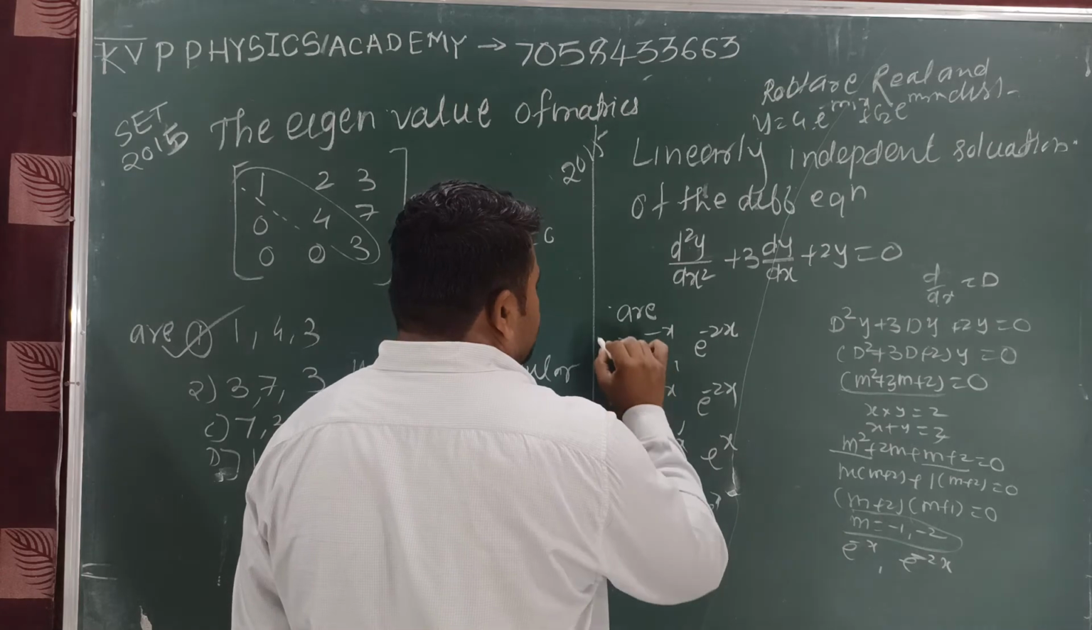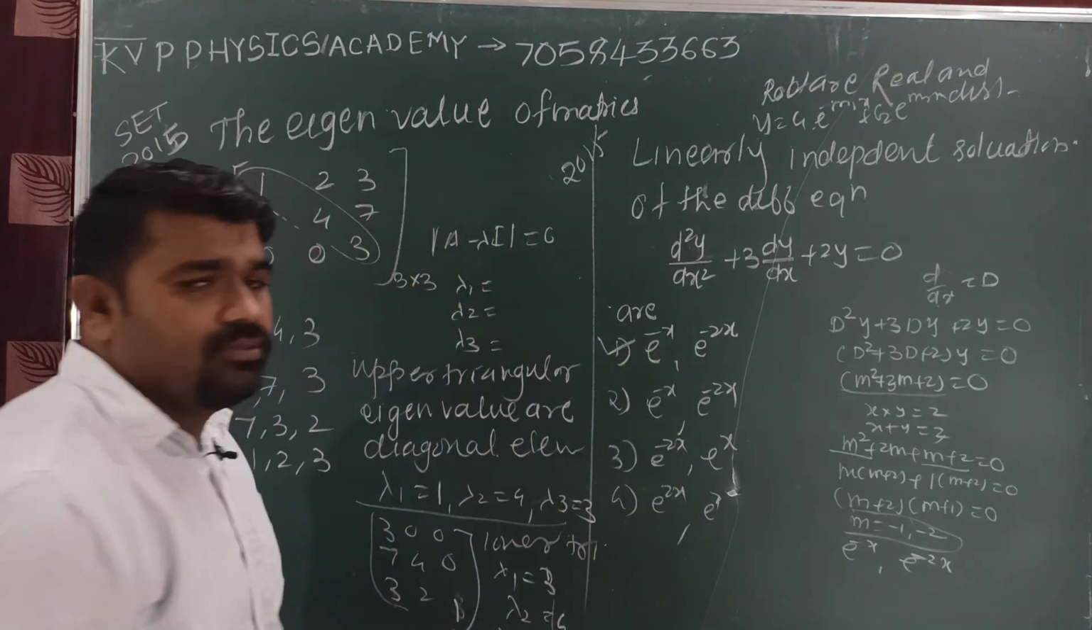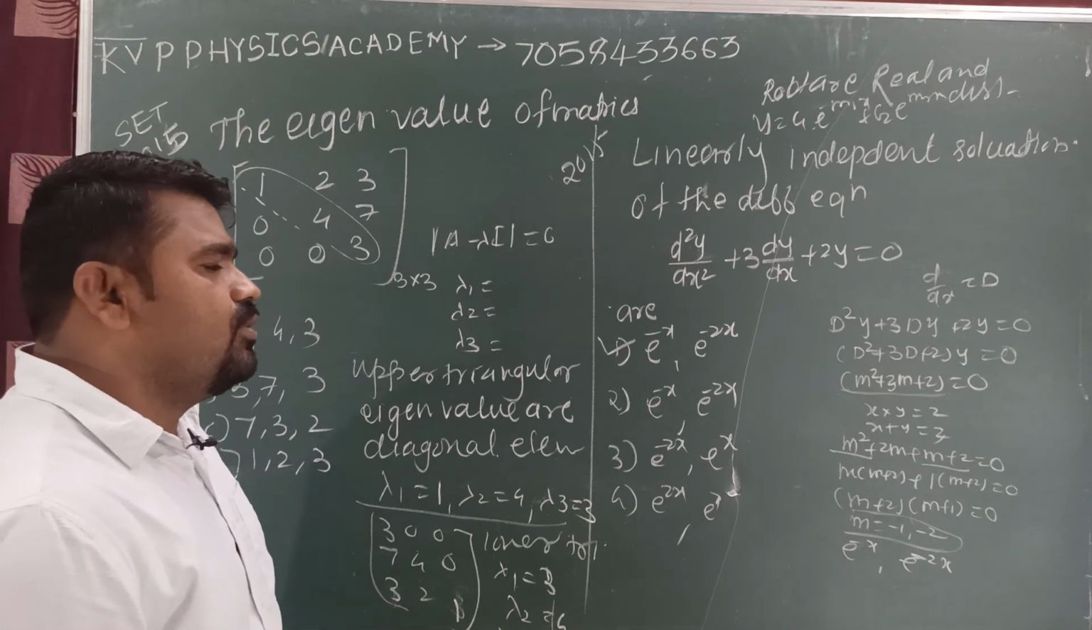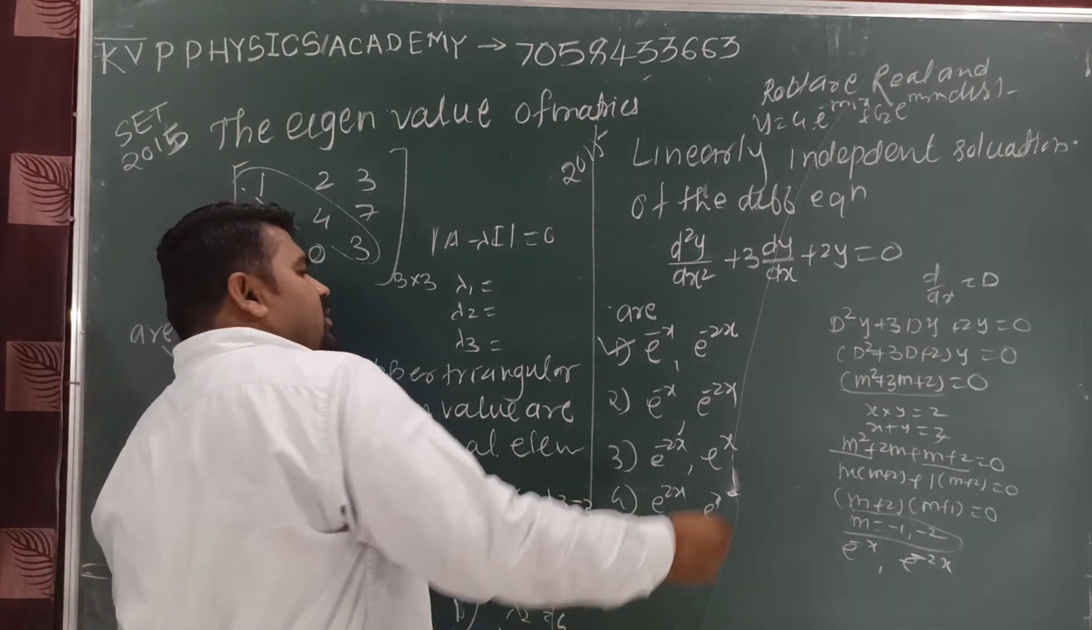Which option is correct? e to the power minus x, e to the power minus 2x. One is the method of this one. We can use another method also, no problem. Directly we can substitute this value in this equation.